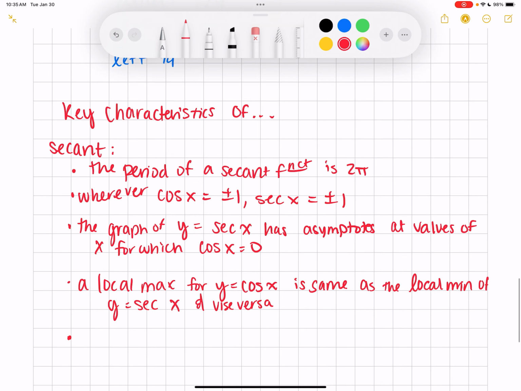And then the range of the secant function is negative infinity to negative 1 union 1 to infinity. And we do include the ones. And you'll already have all the parent function graphs, so we don't need to do that.